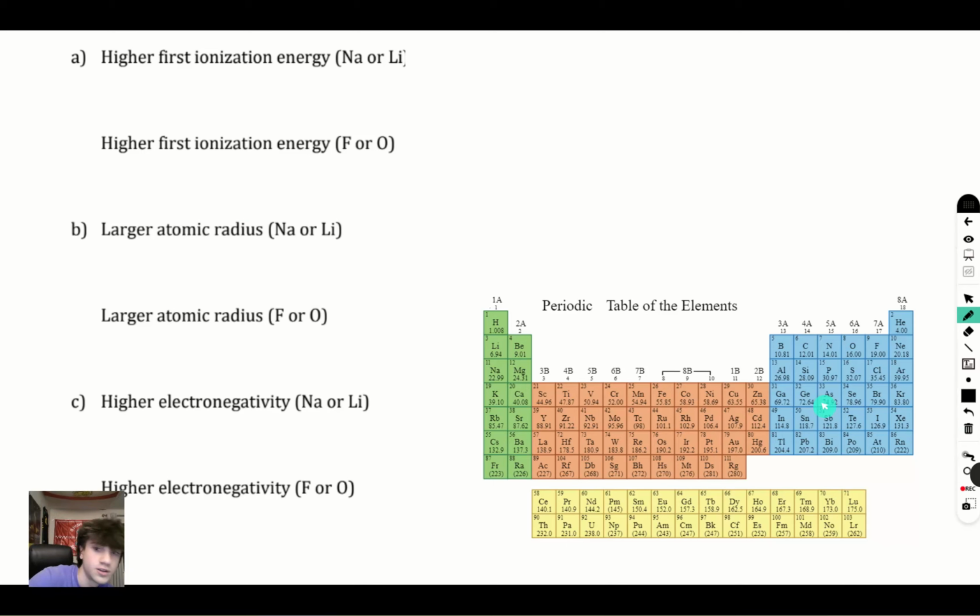Largest atomic radius between sodium and lithium. As we already covered, sodium has three rings while lithium has two. So in this case, it's going to be sodium. And larger atomic radius between fluorine and oxygen: because fluorine has a greater pull, a greater nuclear charge, the electrons are going to go closer to the nucleus, making the atomic radius smaller. So therefore, oxygen is going to have the larger atomic radius.